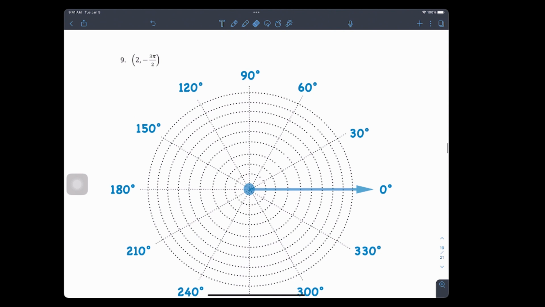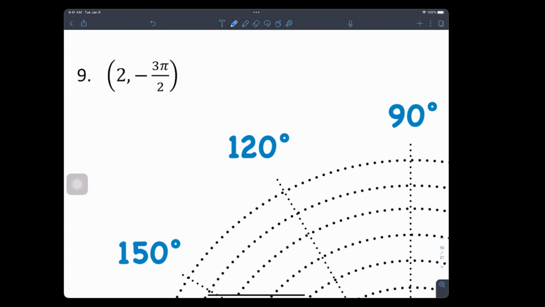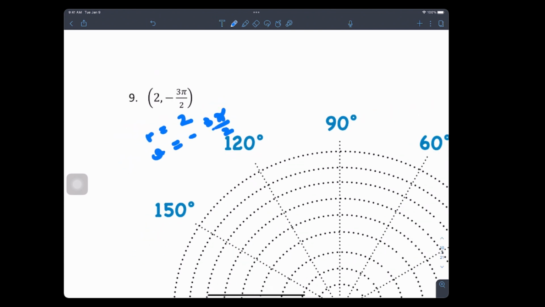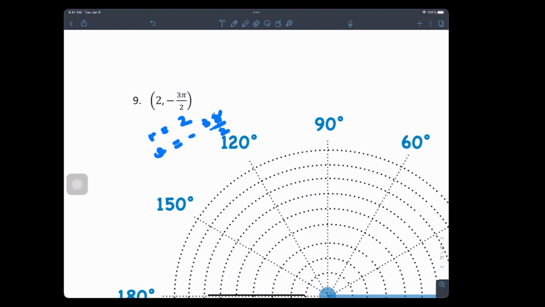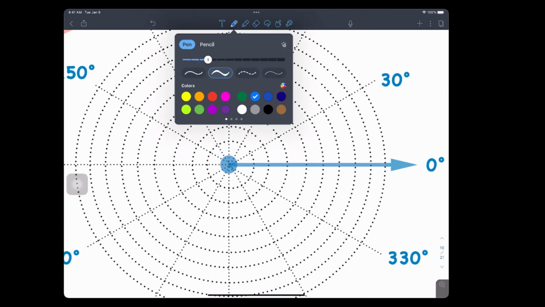All right, what about this? Your radius is what? 2. The angle is a negative what? 3 pi over 2. Yikes. Can't even write it. So it's negative. So what is 3 times 90? Is that negative 270? Okay, so my radius is going to be 2 now. So you're going to go with a radius value of 2.